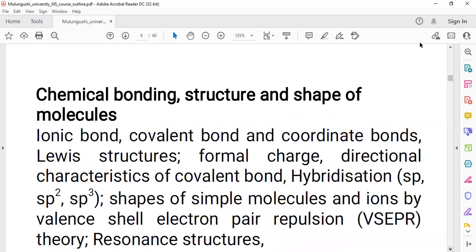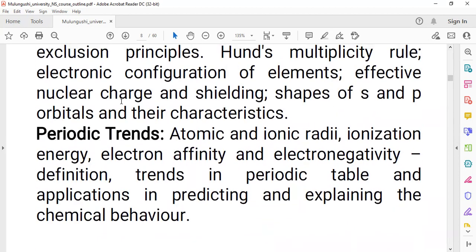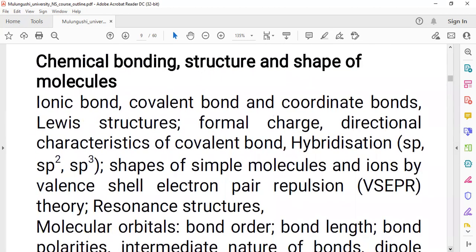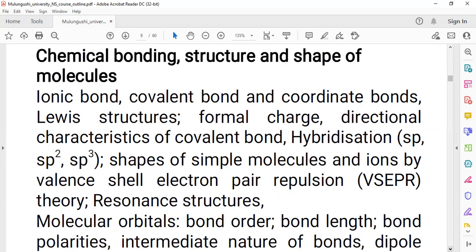We're going to have trends in the periodic table, which is called periodic trends here. After which, you're going to have bonding, structure and shapes of molecules. It's very helpful to study your course outline, because when you're given a prescribed book or recommended books, you find that not all the topics in that book are in your course outline. So this is a guide on what to study, your limits of study. Here are chemical bonding and structure, shape of molecules.